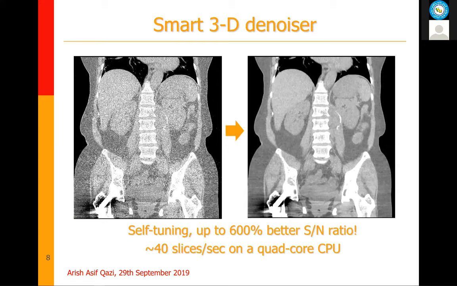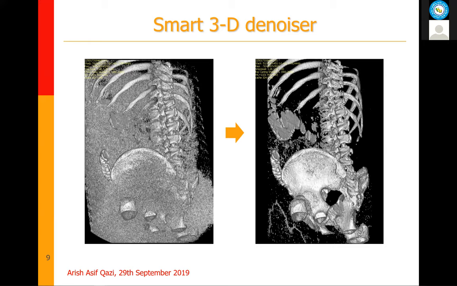Now, an example over here. This is a smart 3D denoiser that was developed in our company. Here is an example of an image with noise, and you can see that after the noise removal, we see something like this. So this algorithm is completely automatic, and it leads to approximately 600% increase in signal to noise ratio. Another example of the denoiser. Here you can see that the image is completely useless. You cannot really see the underlying anatomy over here, whereas after the denoising, at least this can be used for further diagnosis.